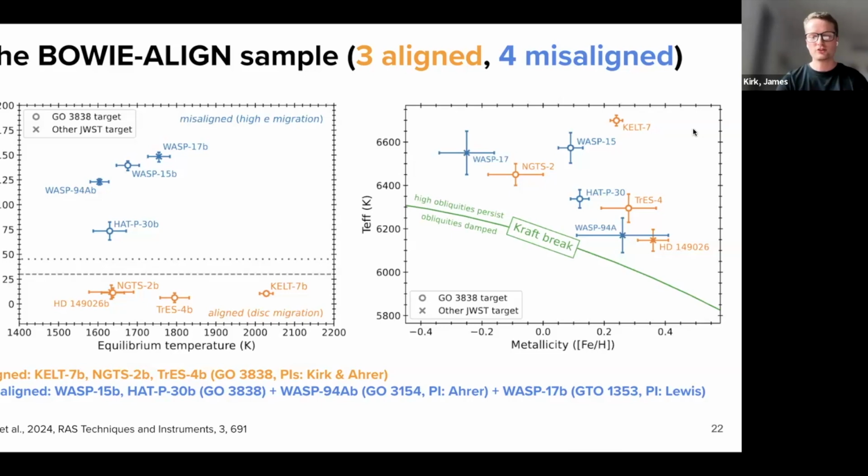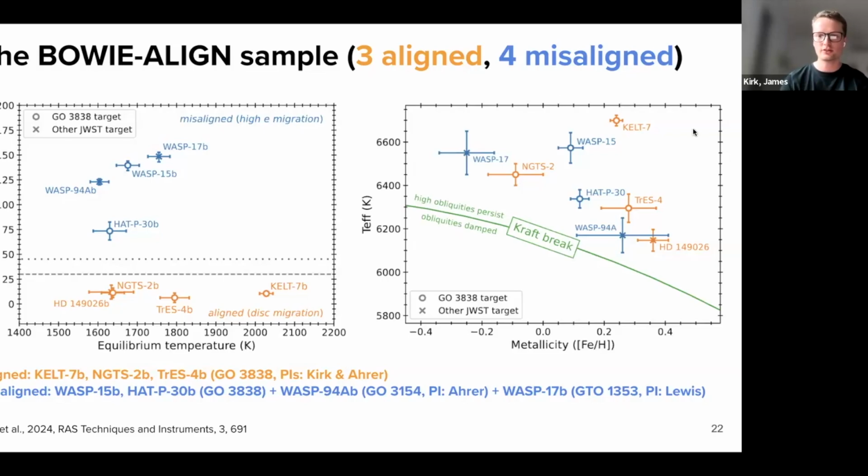But probably the most important aspect of our survey is actually shown on the right-hand side of this slide, which are the stellar parameters, with the effective temperatures of the host stars on the y-axis against the metallicity of the host stars on the x-axis. And very importantly, all of the stars in our sample actually sit above the Kraft break.